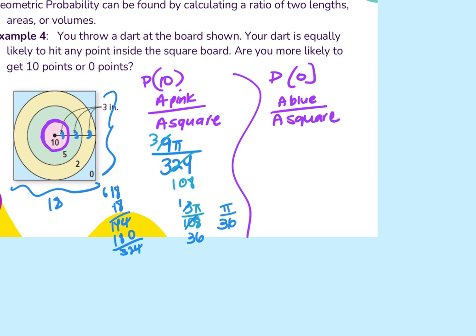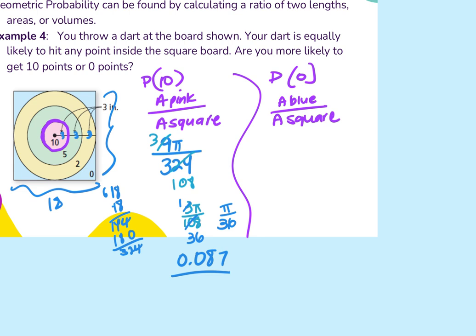But if I'm going to compare it to something else that's not going to have pi in it, or might not be exact, then I want to actually find the decimal. So I'm going to take pi and divide it by 36 and get a decimal. The whole goal here is to compare these at the end. I could have done 9 pi divided by 324, or pi divided by 36. And that's 0.087.